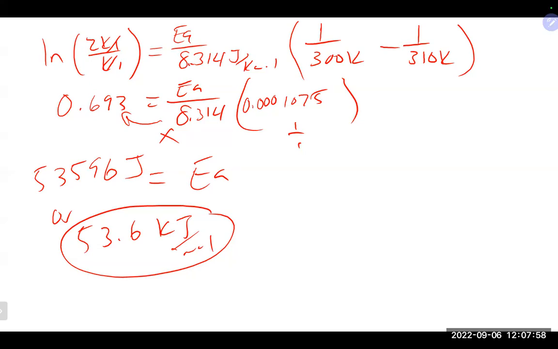So if you leave it like that, but technically speaking, when we take the natural log here, all the units go away. The K's cancel here. So technically speaking, it is still joules per mole when you get to the other side. So kilojoules per mole is really what's left over. So if you want to leave it just kilojoules, it's okay.